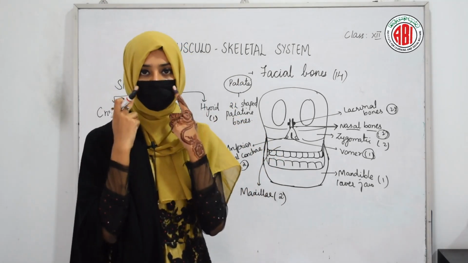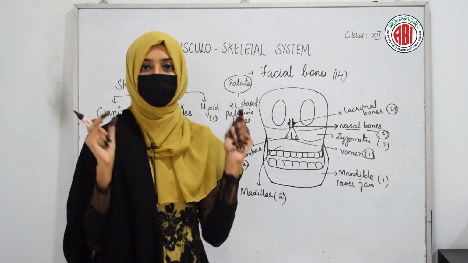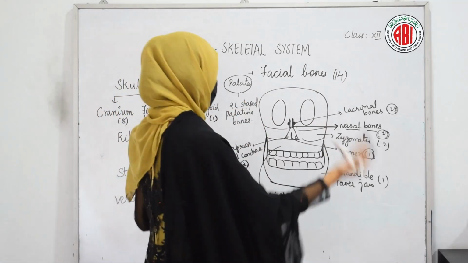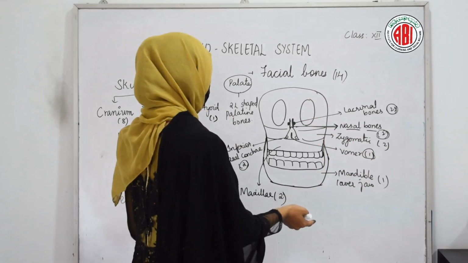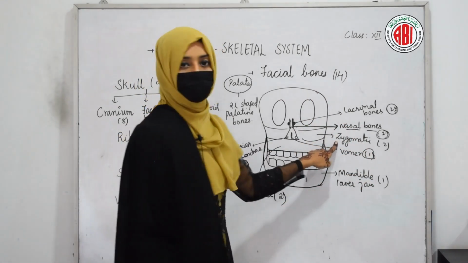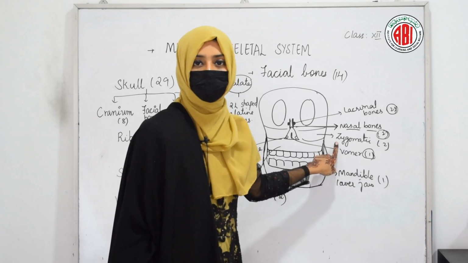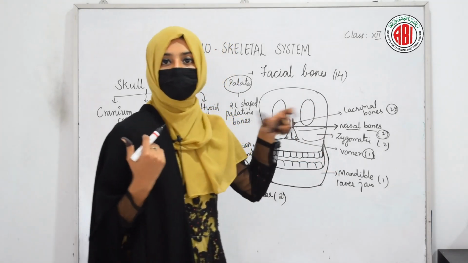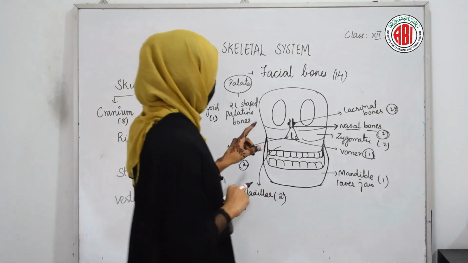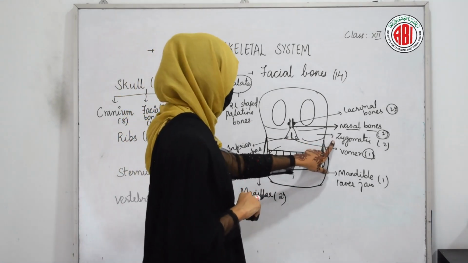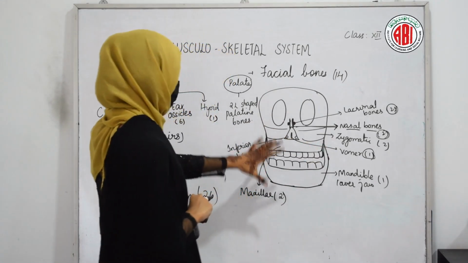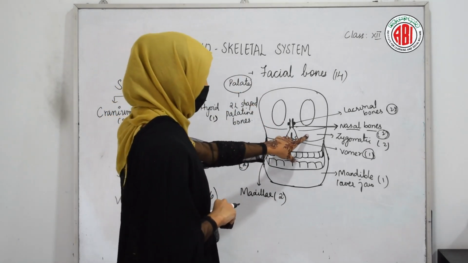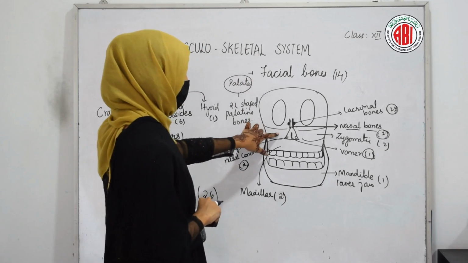Below your eyes, here is the portion where you can see 2 more bones. One is on the left side and the other one is on the right side. Those bones are called zygomatic, which is present below the eyes, which forms the shape of your face. Those are called zygomatic bones, and they are 2 in number.